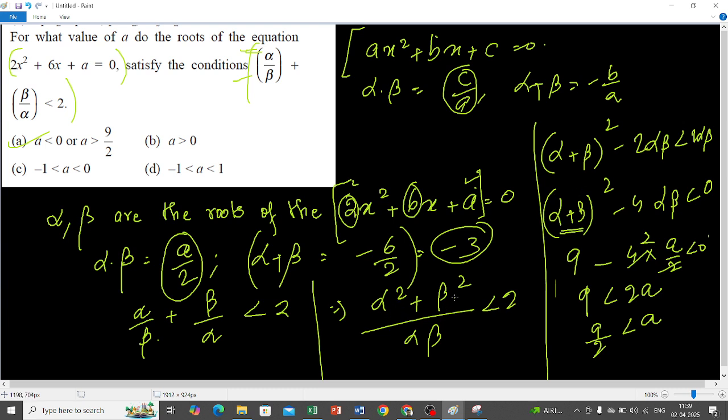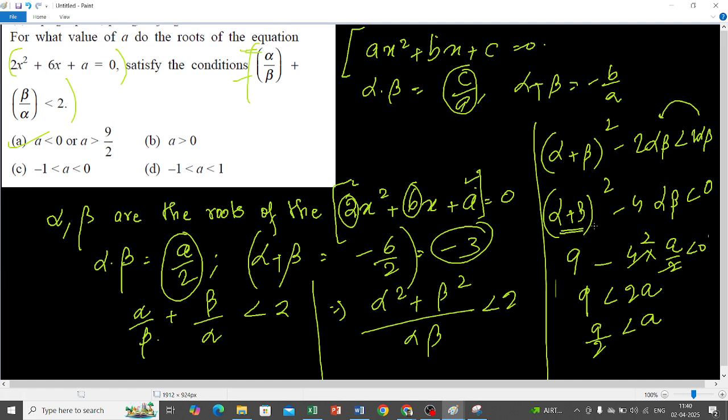Okay, so a square plus b square is what? A plus b whole square minus 2ab. So alpha plus beta whole square minus 2 alpha beta. Okay, that is less than, so this alpha beta goes over there, it gets multiplied with 2 alpha beta. 2 alpha beta comes over here, so minus 4 alpha beta less than 0.